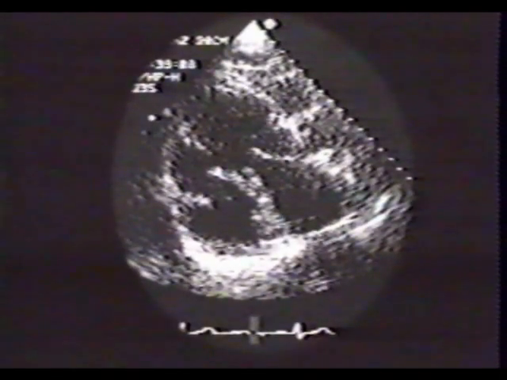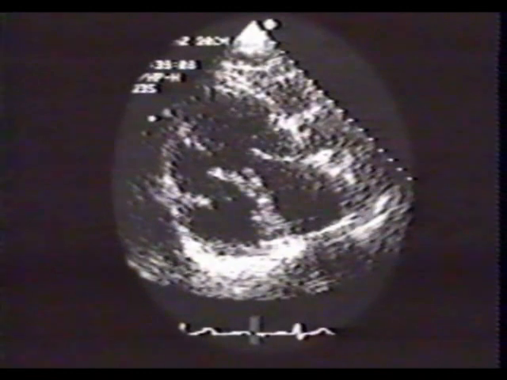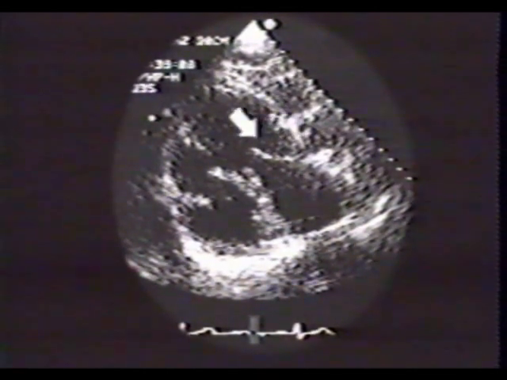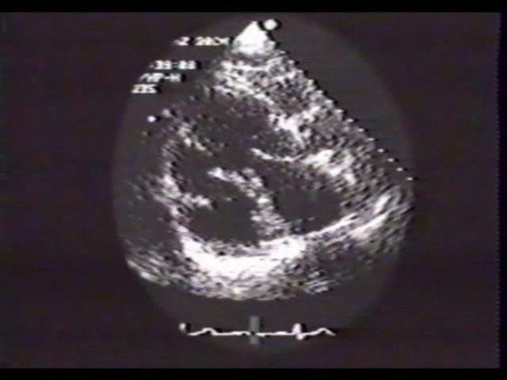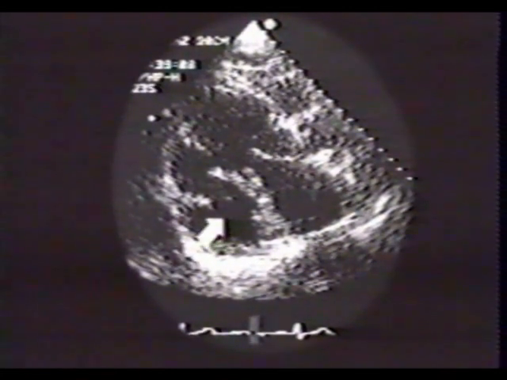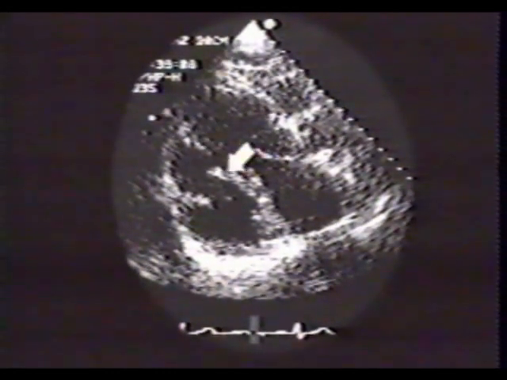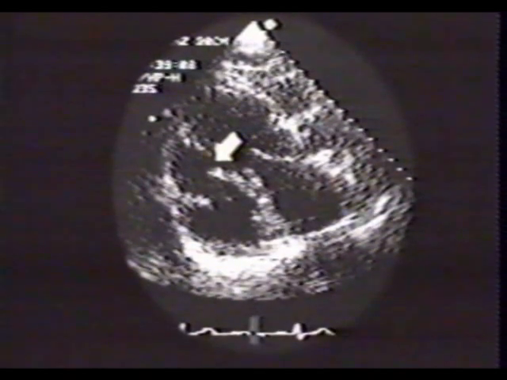This 2D study is from a patient with a pseudoaneurysm. This is a parasternal long axis view. Left atrium, mitral valve, aortic valve, left ventricle. There is a cystic space adjacent to the left ventricle. This is the pseudoaneurysm. This patient had an infralateral infarct which ruptured. Here is the narrow neck of the pseudoaneurysm.